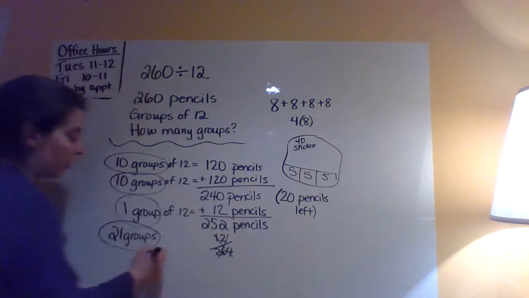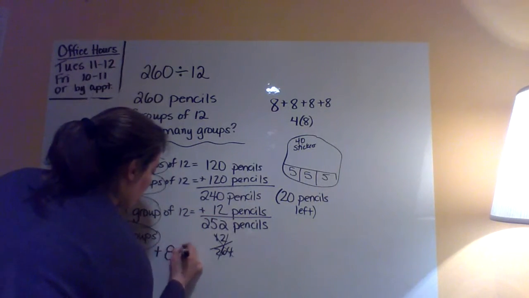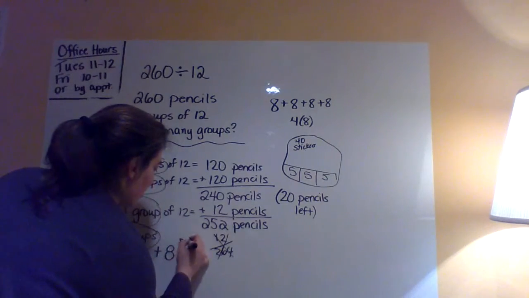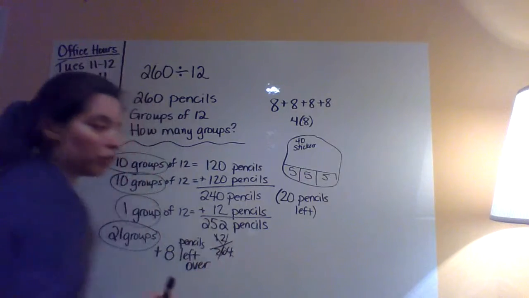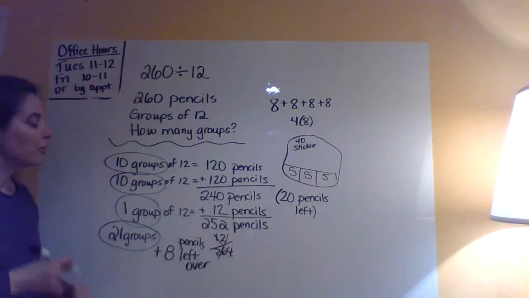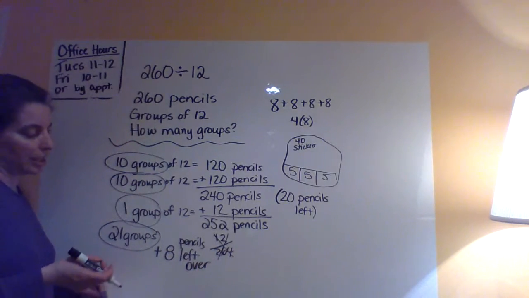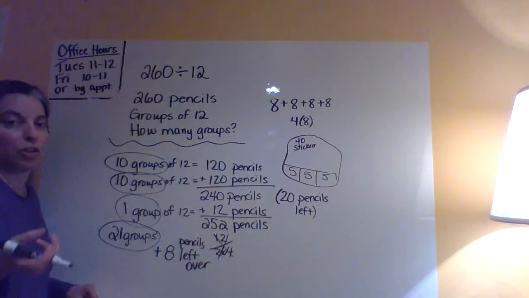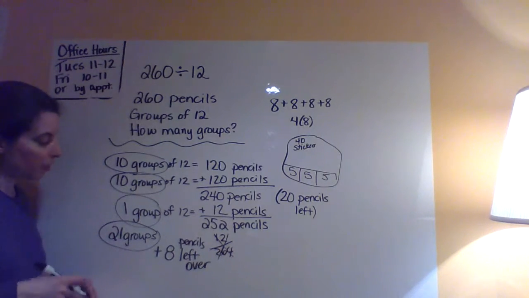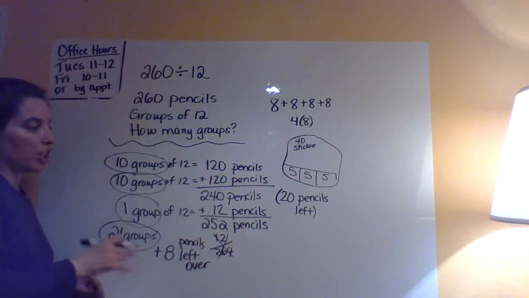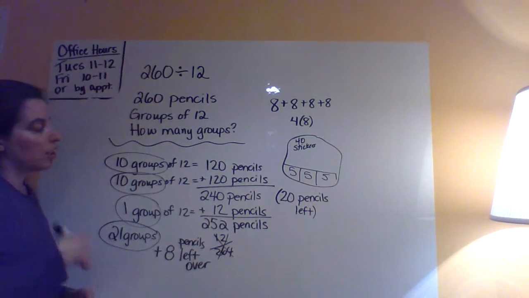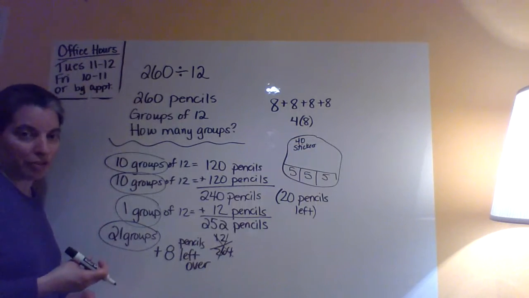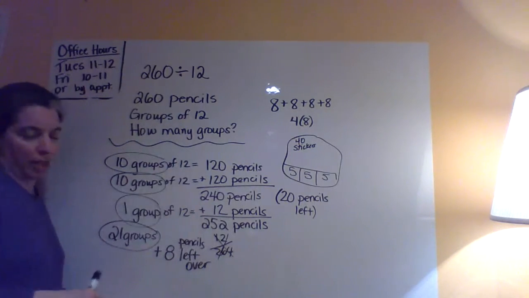And then I also have 8 pencils left over, right? So I didn't use all my 260, but I couldn't make another full group of 12. So in this situation, and this is a common way, I see even my students at TC3 who sometimes are not as comfortable with division, they'll work up to it like this.